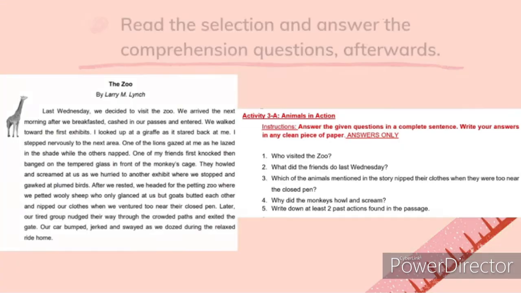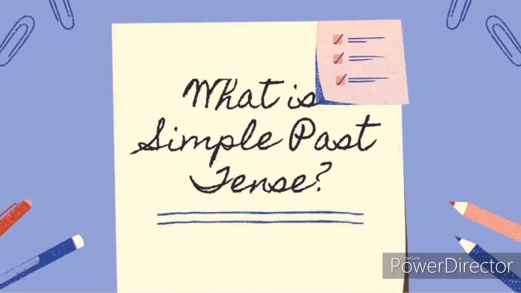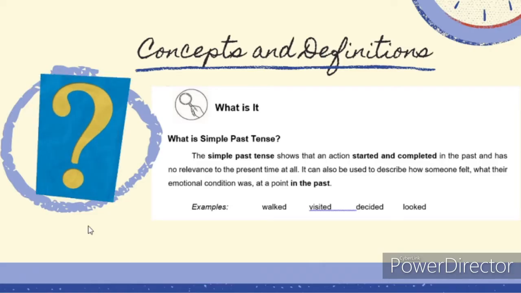But first, what is simple past tense? Simple past tense shows that an action started and completed in the past, which means that it has no relevance to the present time at all. Simple past tense basically describes events in the past. It talks about things that happened or existed before the present time. These are examples of verbs in simple past tense: walked, visited, decided, and looked.